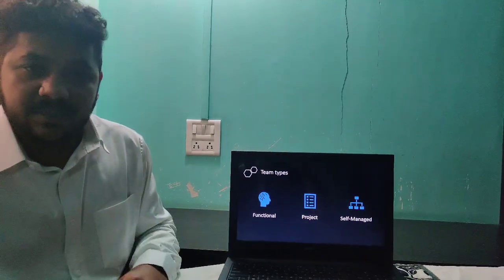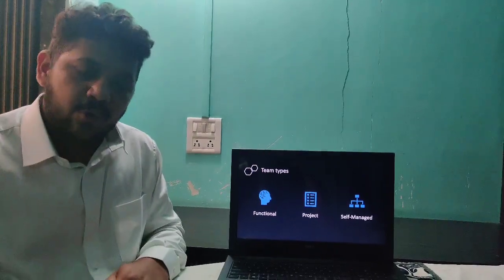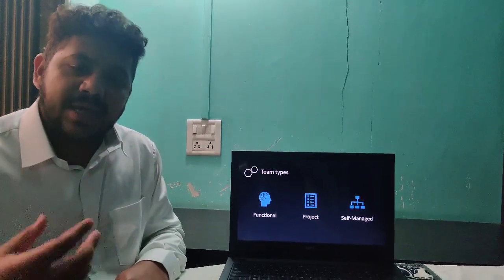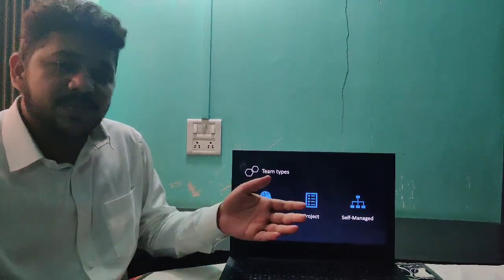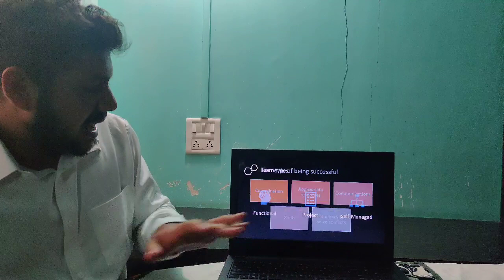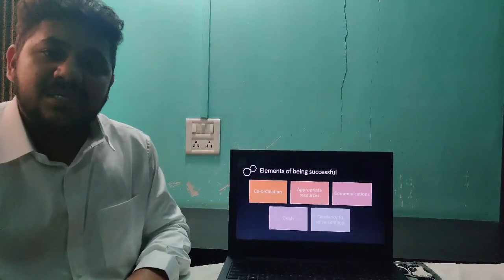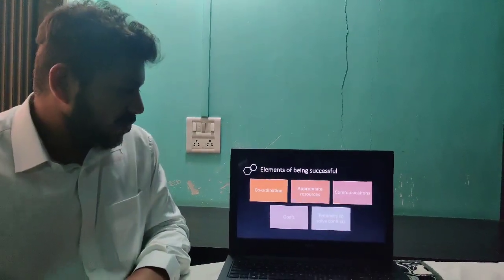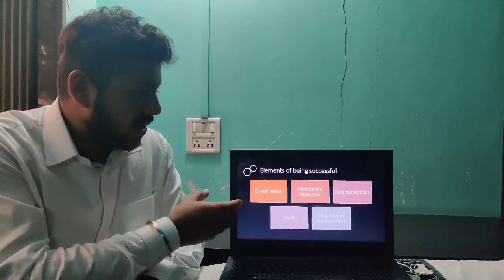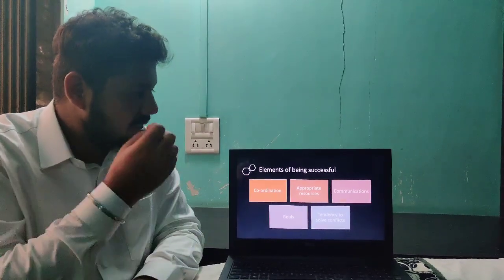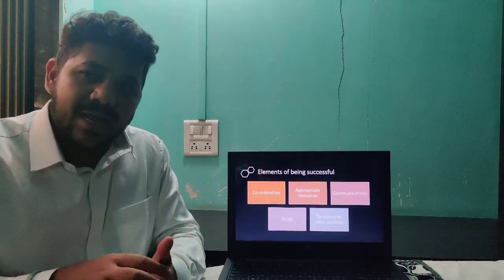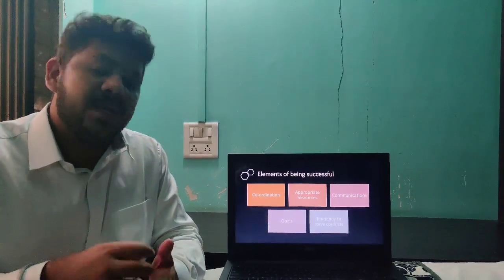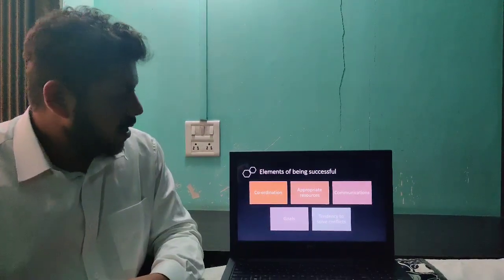The third is the self-managed team. These teams are groups of employees who work in an extremely integrated and collaborative way to achieve their objectives, and they do not have a specific leader. The last slide tells us about the elements of being successful while working on a team. As you can see, there are different elements such as coordination, appropriate resources, communication, goals, and the tendency to solve conflicts. All these elements should be taken into consideration so that they lead to successful teamwork.